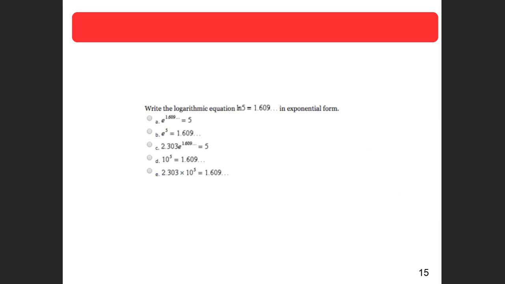Write the logarithmic equation, natural log of 5 is equal to 1.609, in exponential form. Okay, now in this problem, whenever I see natural log, the first thing I say is, oh, okay, that's the same thing as log base e of 5 is equal to 1.609. So then if I'm going to rewrite it as an exponent, it would be e to 1.609 is equal to 5. And is that letter A? That is absolutely letter A. So that is correct.